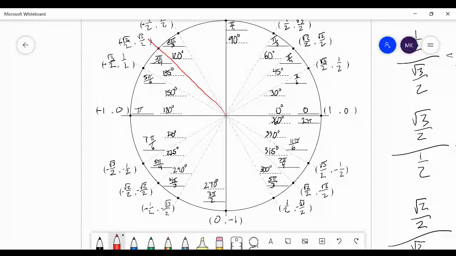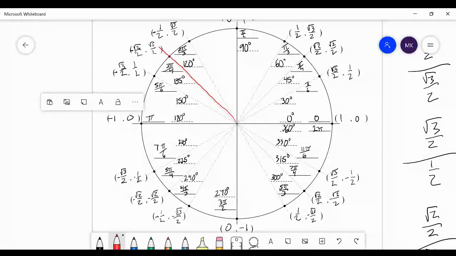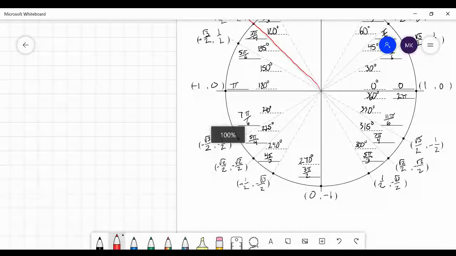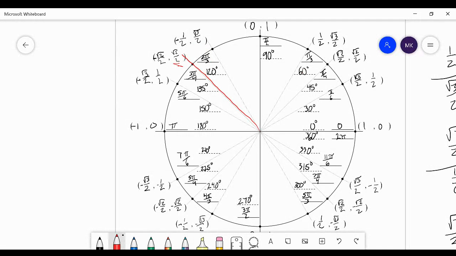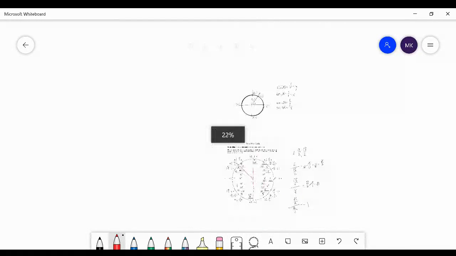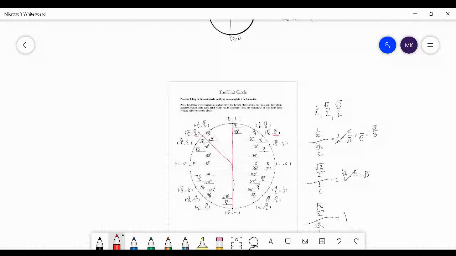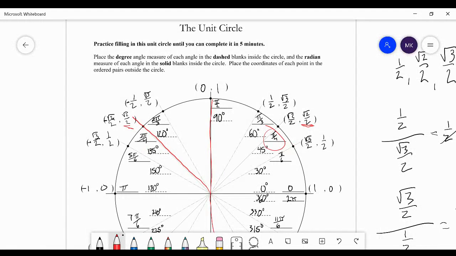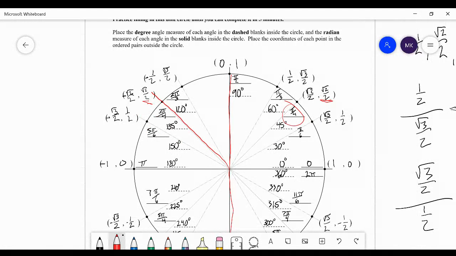Since sine is the y value in our unit circle, we're looking at which angle has the same y value. And so when we look over to this region, we can see that this is the only one with the same y value. So that would give us pi over 4.